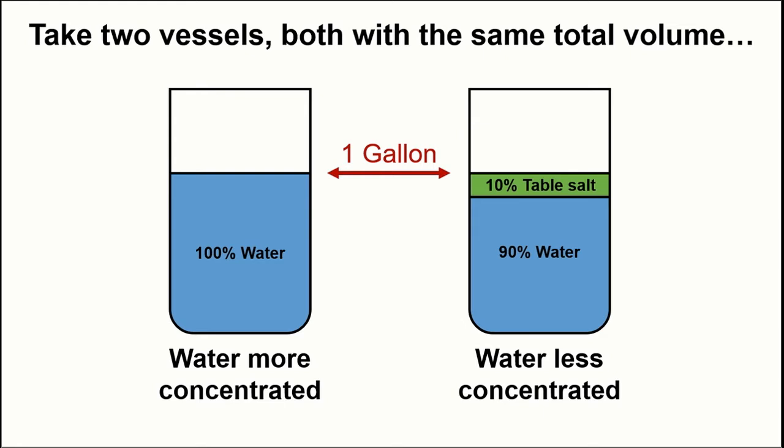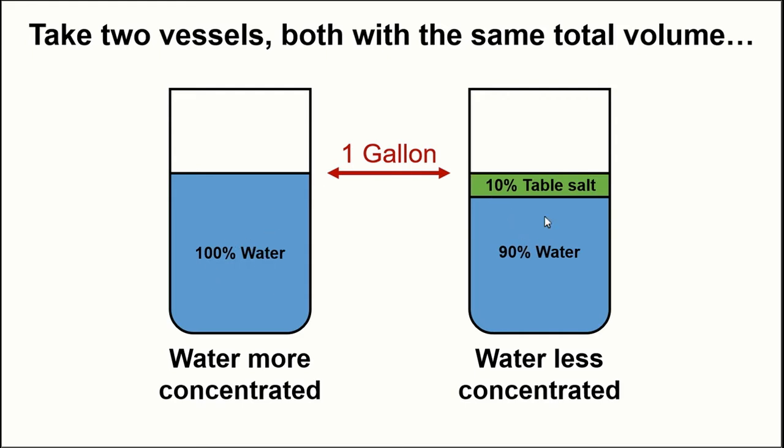So in our simple example here, we're going to take two vessels, and both of these vessels have the same total volume, which is 1 gallon here. We'll work with 1 gallon for now, because that's a volume that we're all familiar with. In the left vessel here, we have 1 gallon of pure water. So there's only water in this vessel. That 1 gallon of volume is taken up by 100% water.